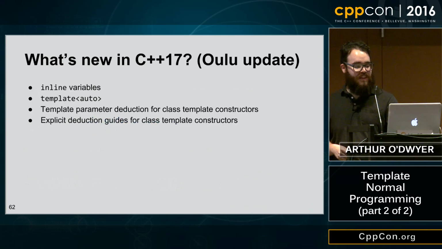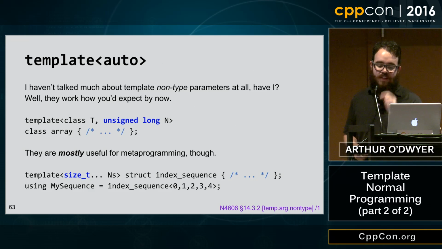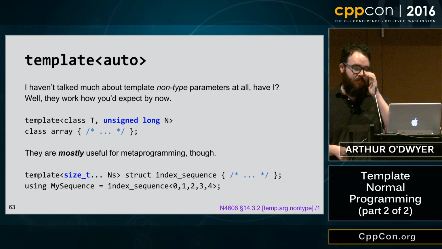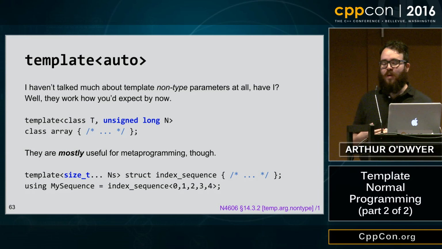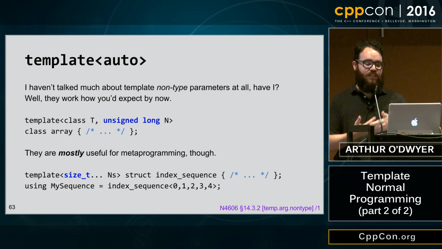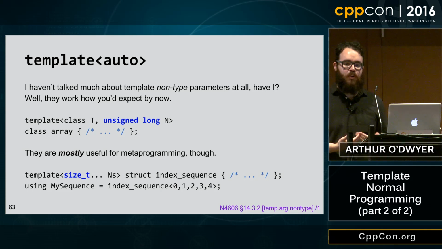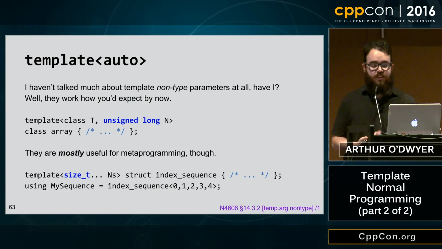And that's pretty much all I have to say about inline variables. Let's talk about template auto. This is a neat thing, but it's not really that neat. I haven't talked much about template non-type parameters, but by now, when you've seen all of the ways that you can match up and deduce things, you can figure how a non-type parameter would work if such a thing existed, which it does.